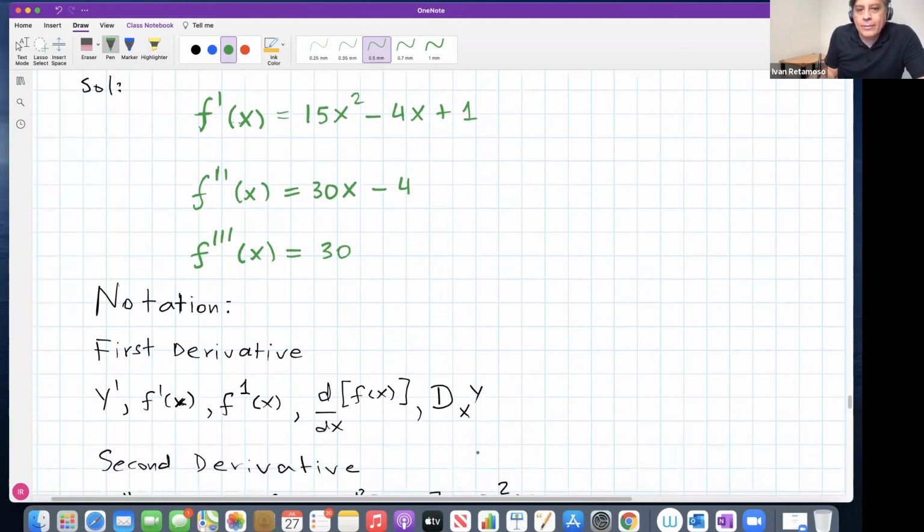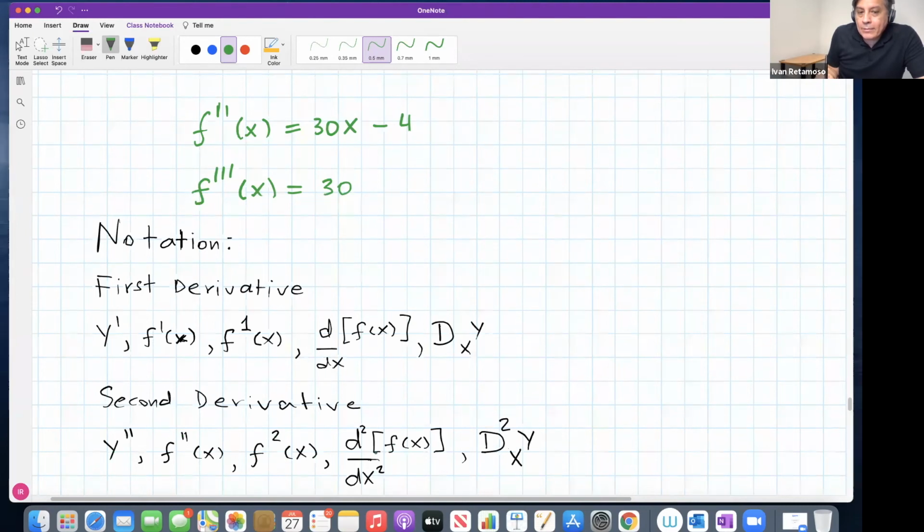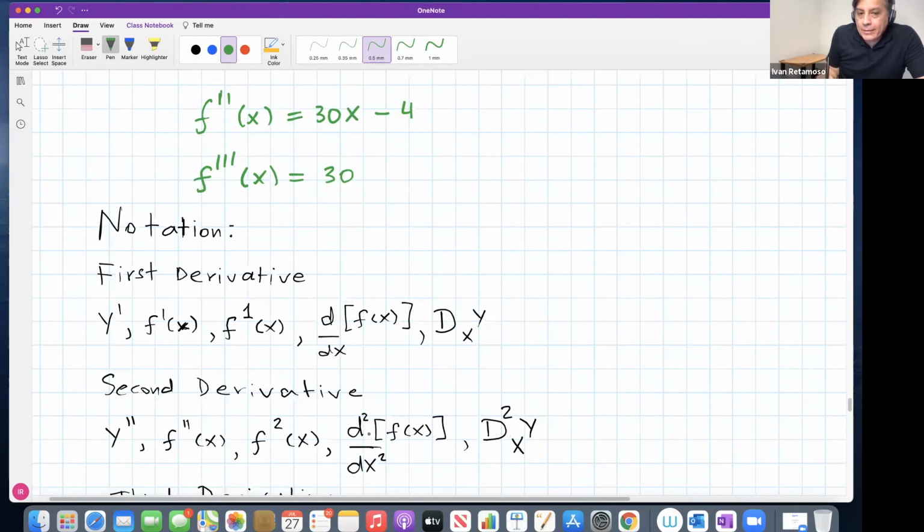But how do you represent the second derivative using this notation now? Well, y double prime, f double prime of x, f with a number 2 up here of x, the second derivative of f of x with respect to x. You place the number 2 on the top here and also the number 2 on the bottom here to identify that you are dealing with a second derivative, right? Or if you use the capital D, don't forget to put a 2 on the top here, y here, x here.